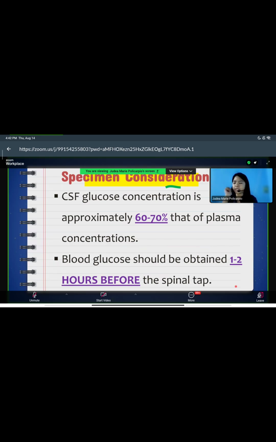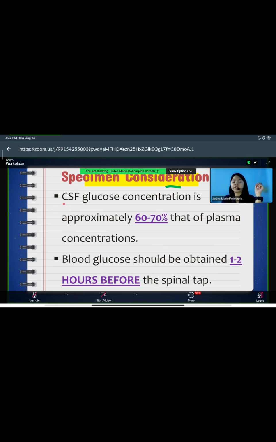Okay, so mag-iingat kayo. Ito ngayon yung reason kung bakit kapag may request na glucose for the CSF, may kasabay yan. May kasama yan na kapartner na blood glucose. Kasi kailangan ma-compare eh.